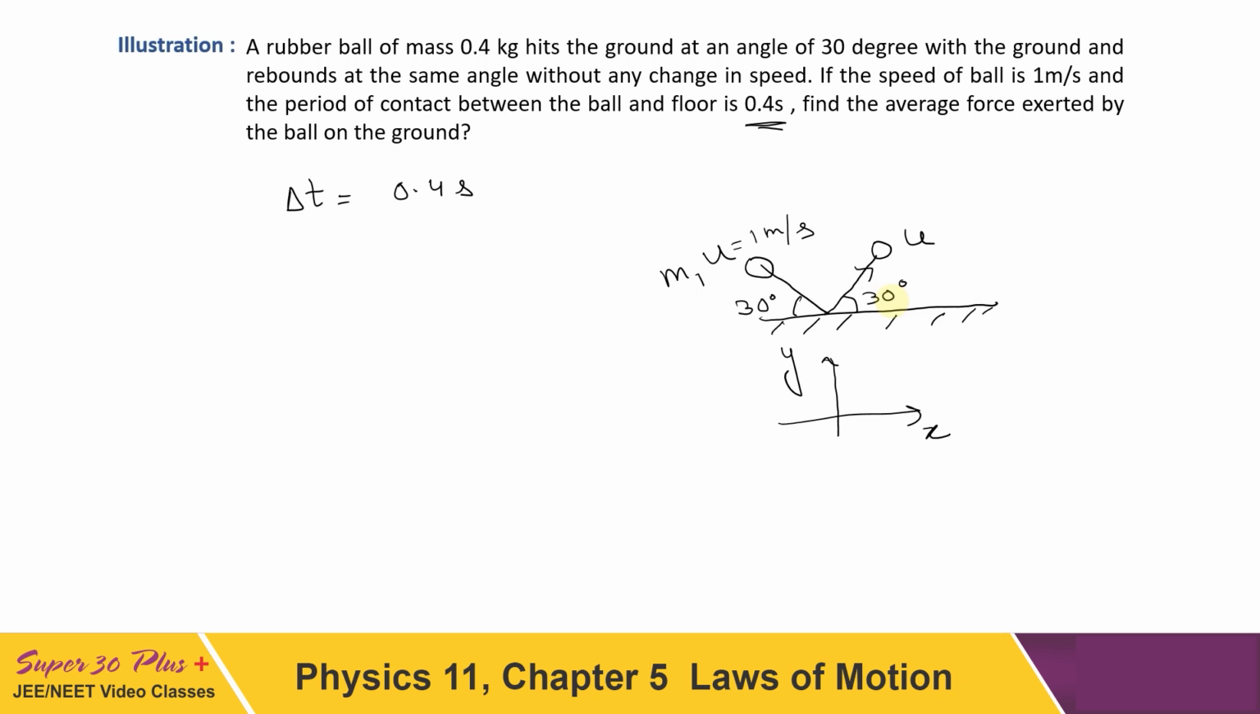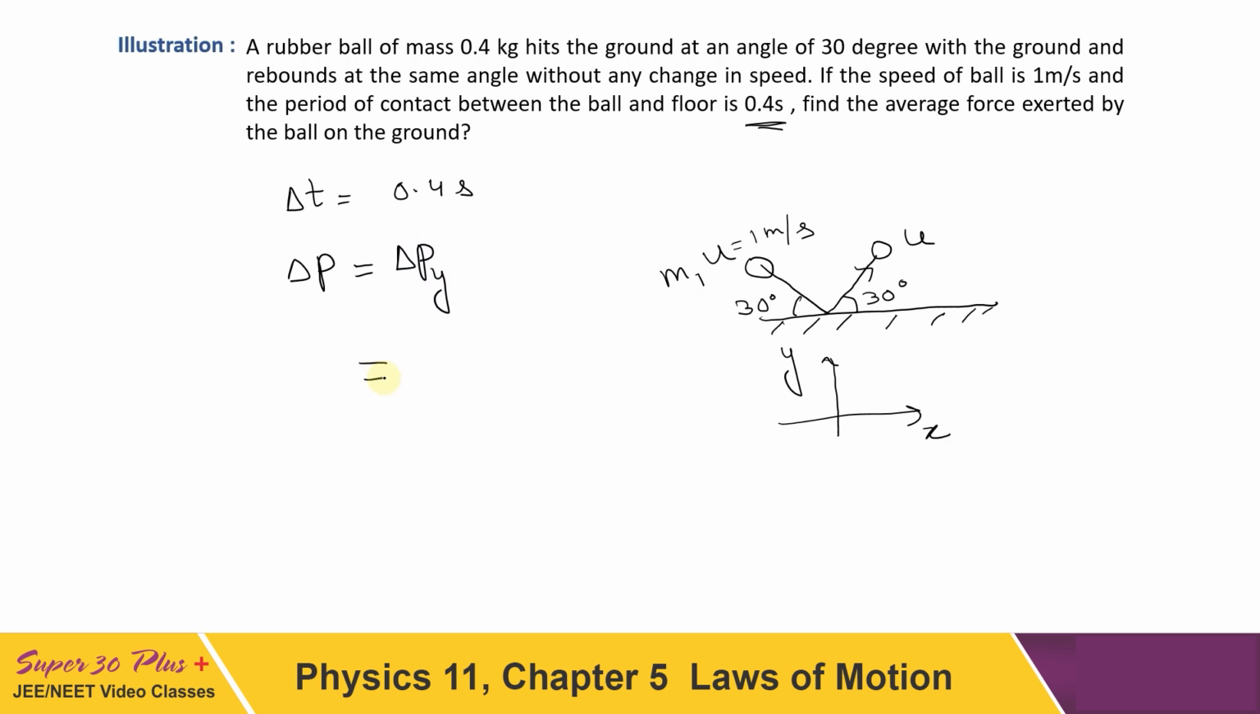Also we know that when something strikes the floor, the normal force exerted by the floor has to be perpendicular to the floor, so that is in the vertical direction. If force is applied in the vertical direction, how can momentum change be in any other direction? It has to be in the vertical direction only. So we can write delta P is in the vertical direction only.